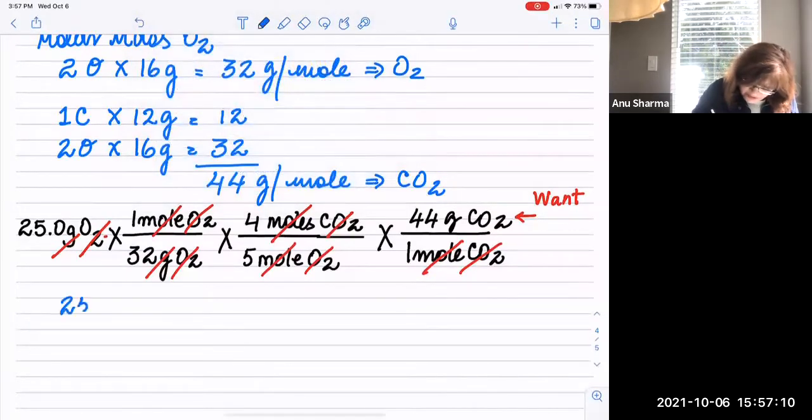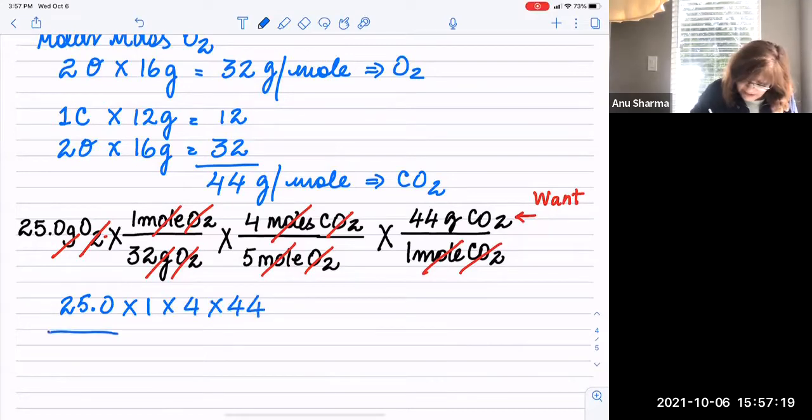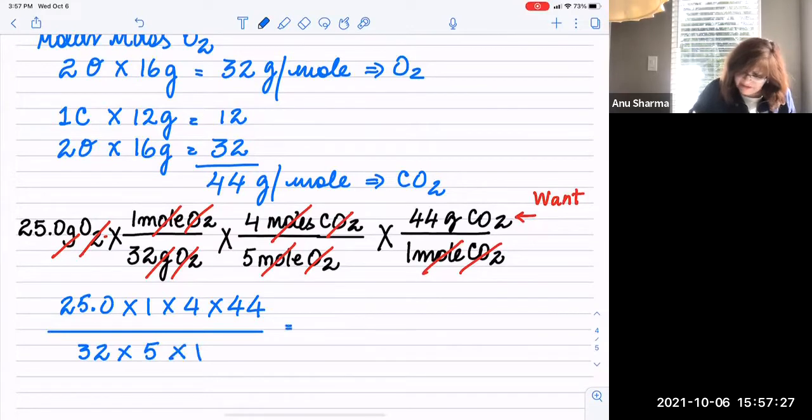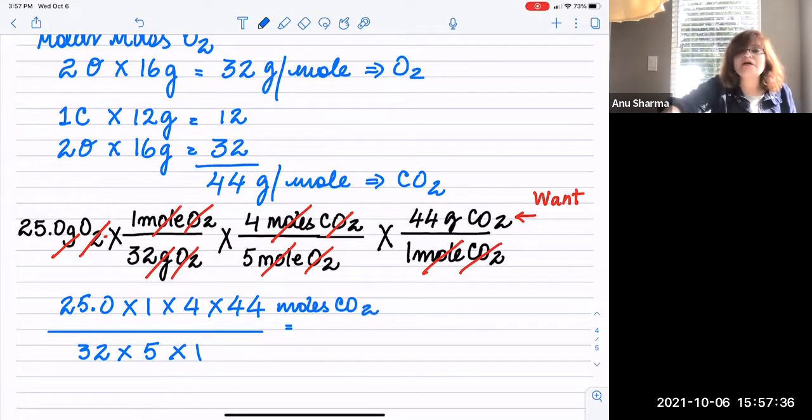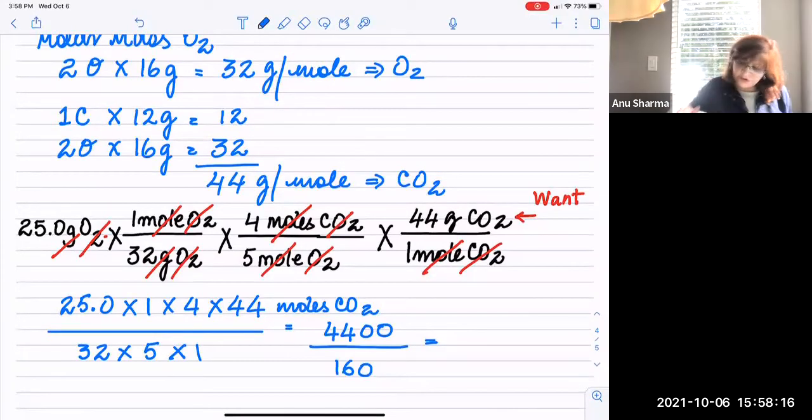So 25.0 times 1 times 4 times 44, divided by 32 times 5 times 1. And this gives you the answer. Just give me 1 minute, let me finish the calculation. Okay, so this is what you get: 4400 divided by 160, and that is 27.5 grams of CO2.